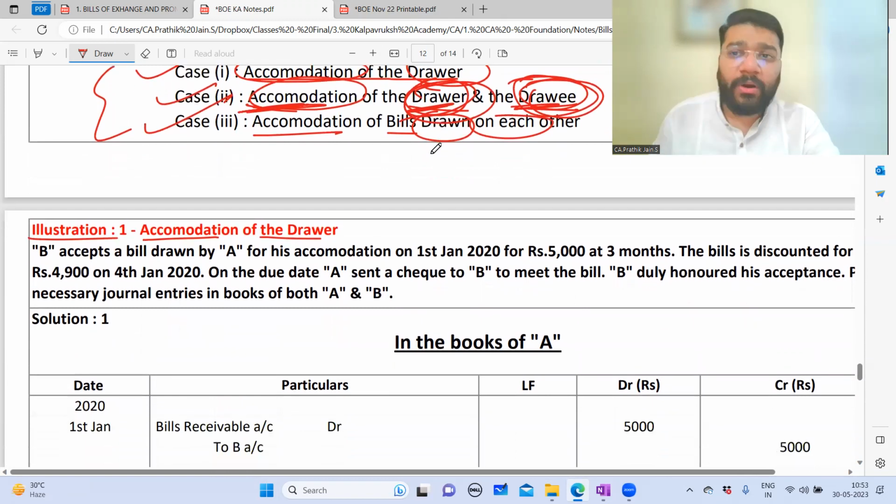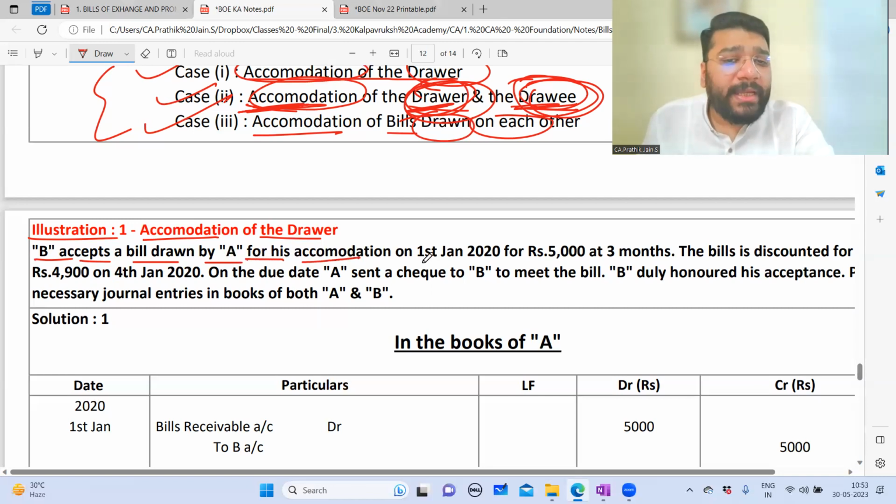So let's do this question. Online people, are you all with me? Yes, sir. Okay. Guys, B accepts a bill drawn by A. B is accepting a bill drawn by A. So who is the drawer? Who is the drawee? Drawer A, drawee B. Very good.